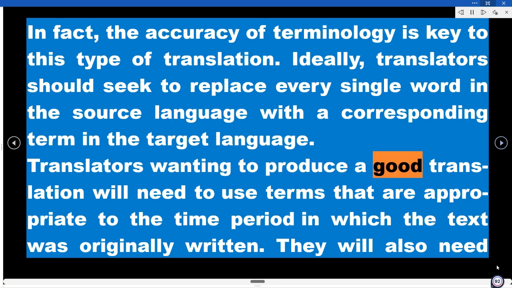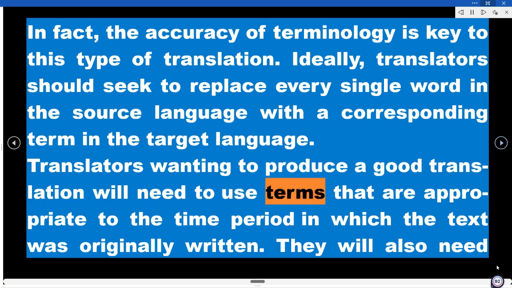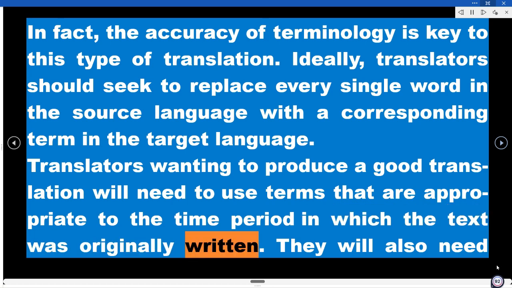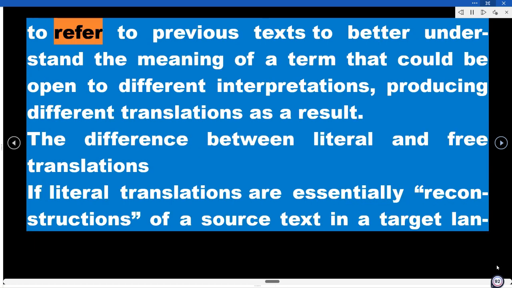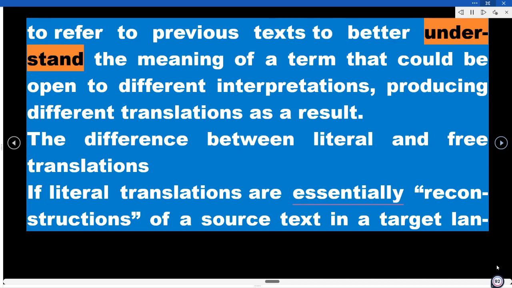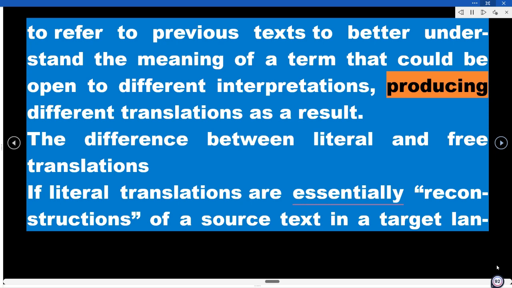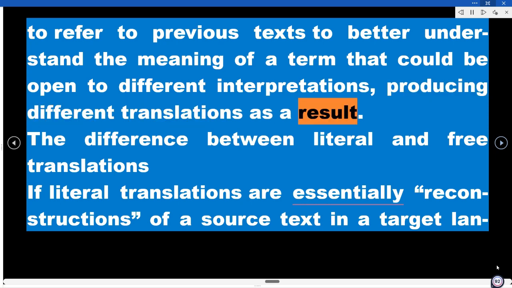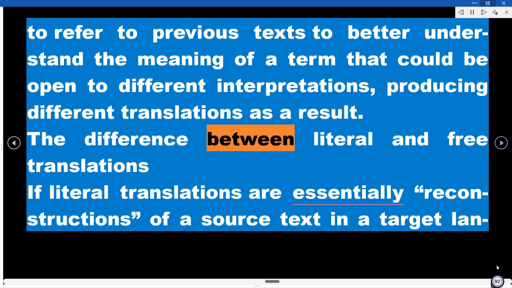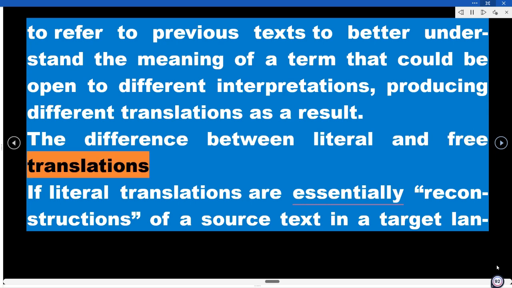Translators wanting to produce a good translation will need to use terms that are appropriate to the time period in which the text was originally written. They will also need to refer to previous texts to better understand the meaning of a term that could be open to different interpretations, producing different translations as a result.